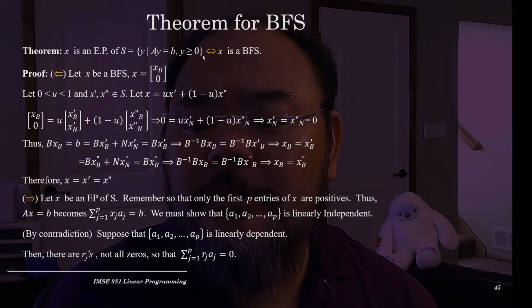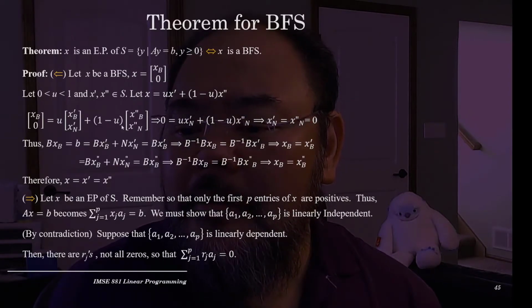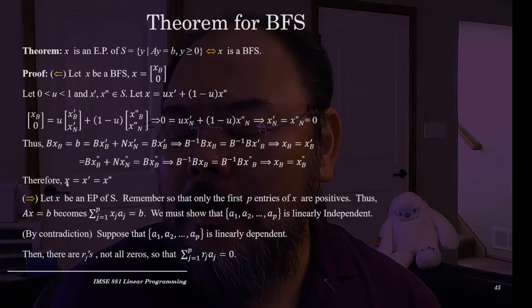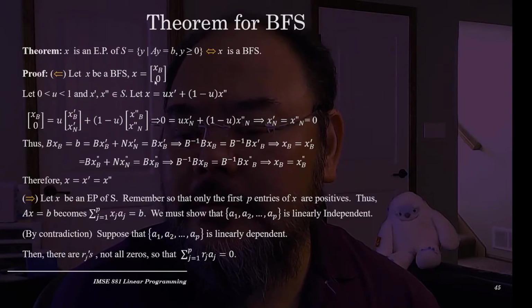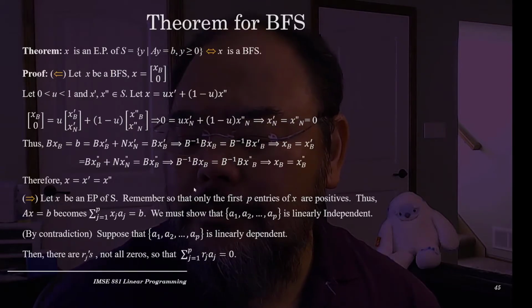If X is the basic feasible solution, basically the current point X equals X prime and equals X double prime. So this means there's no way I can find two other points to represent the current solution X as a convex combination.